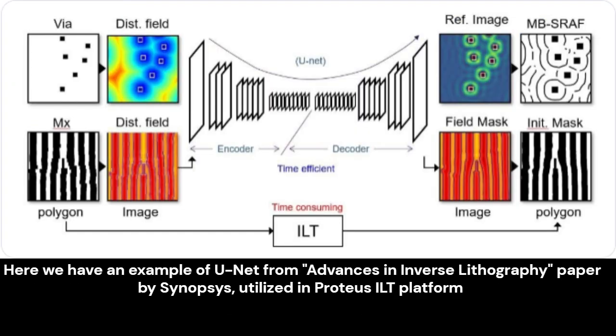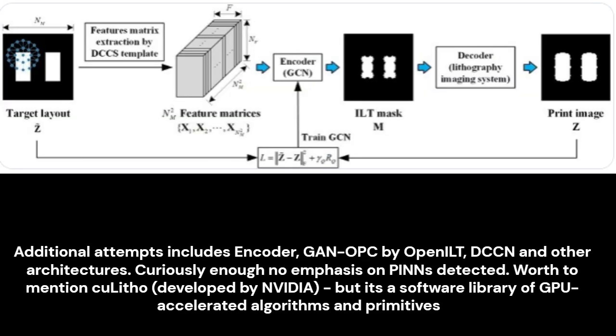for now. Here we have an example of a UNet from the Advances in Inverse Lithography paper by Synopsys, utilized in the PRO-use ILT platform. Additional attempts include Encoder, GNOPC by OpenILT, DCCN, and other architectures. Curiously enough, no emphasis on PINNs was detected. Worth mentioning is cuLitho, developed by NVIDIA, but it's a software library of GPU-accelerated algorithms and primitives.